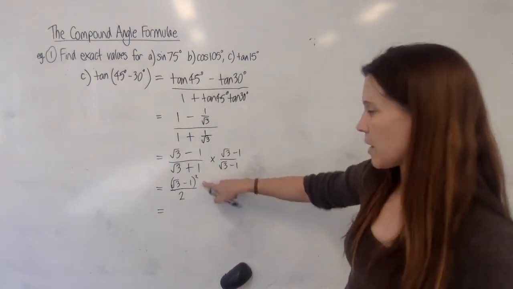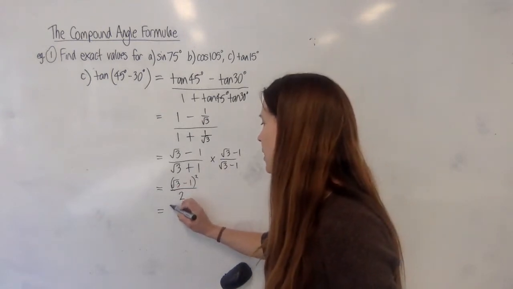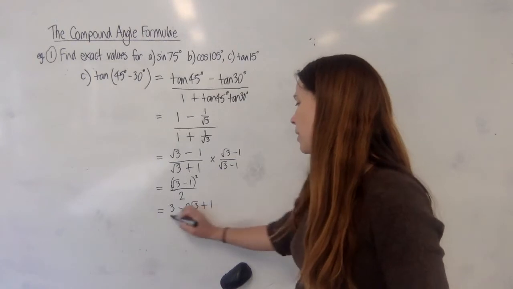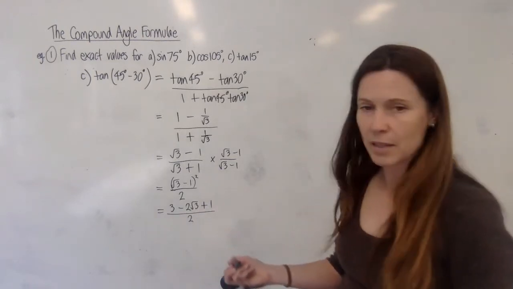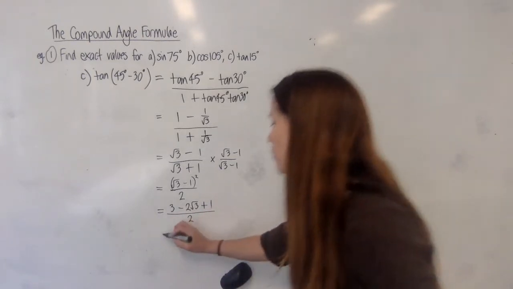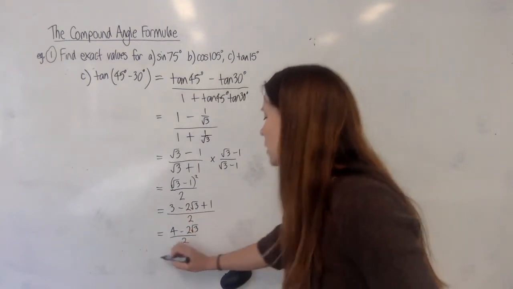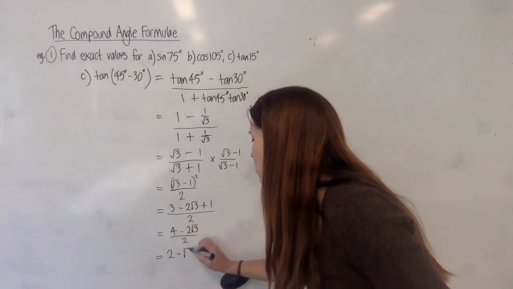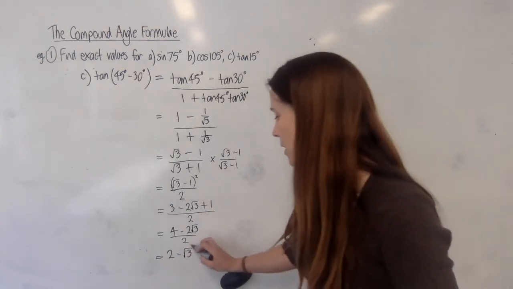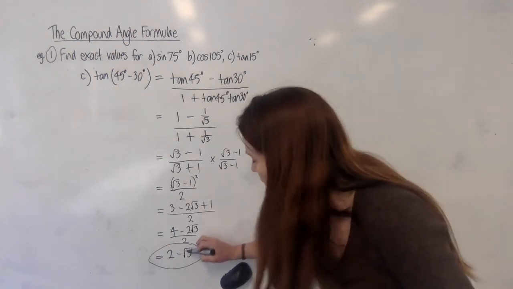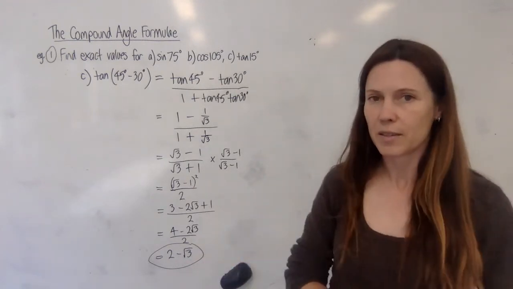With this one, I can see that I'm going to get on the top here 3 minus 2 root 3 plus 1 all over 2. So I think this is getting simpler because now I've got 4 minus 2 root 3 over 2, which is just 2 minus root 3. And I think that's a much better answer now than what I had earlier on up here. So I'm sort of pleased I kept on going and I got it nice and simple.